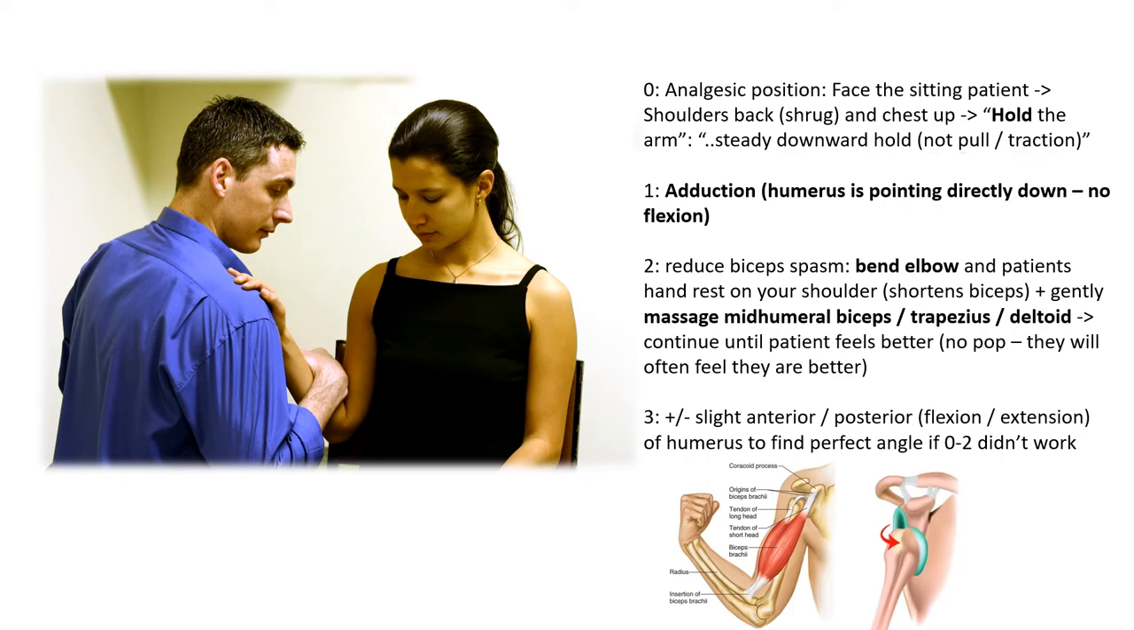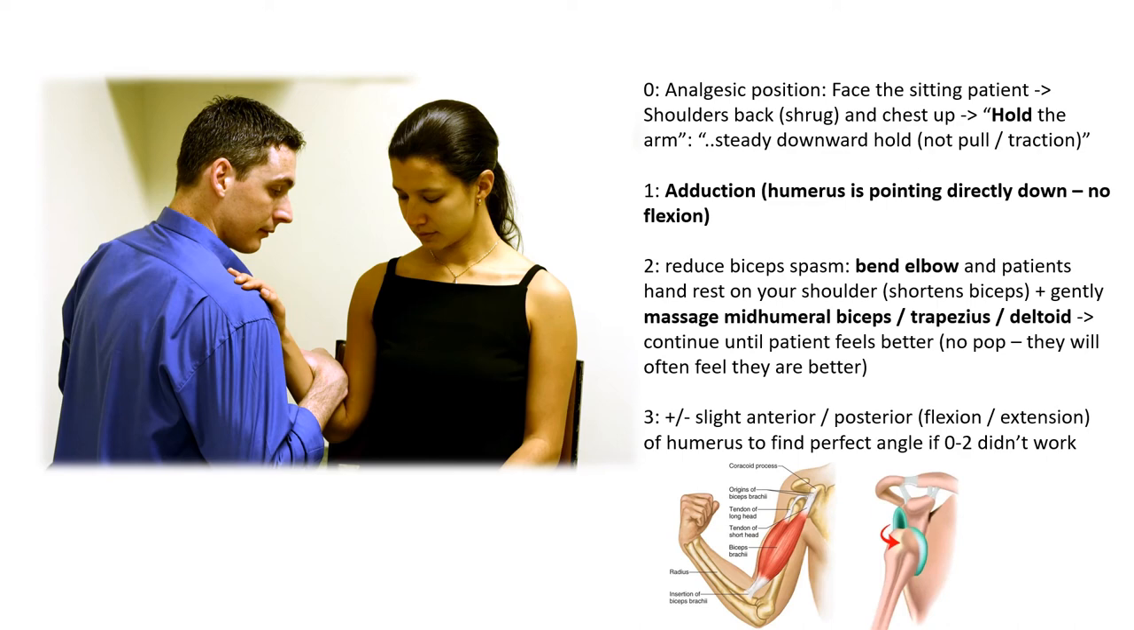And the patient is usually with their hand on your shoulder. Then you will do adduction. So again, the same thing as before, where you have the patient's arm all the way into the sides. And then instead of doing the entire Cocker method here, you'll just reduce the biceps spasm by bending the elbow. This is what you're already doing here.